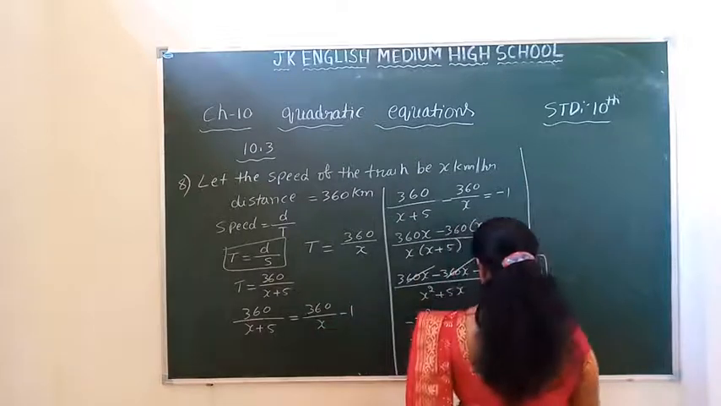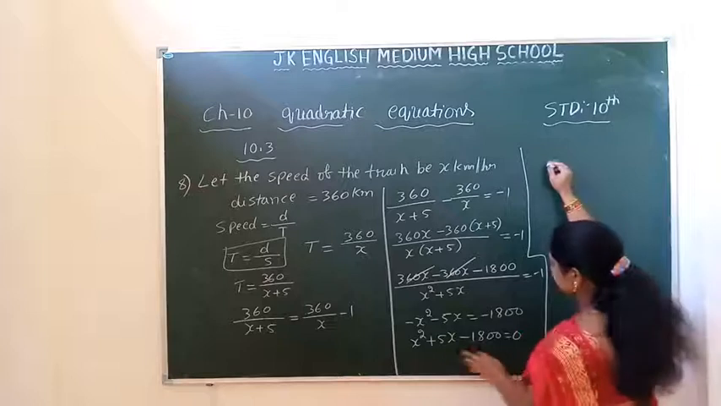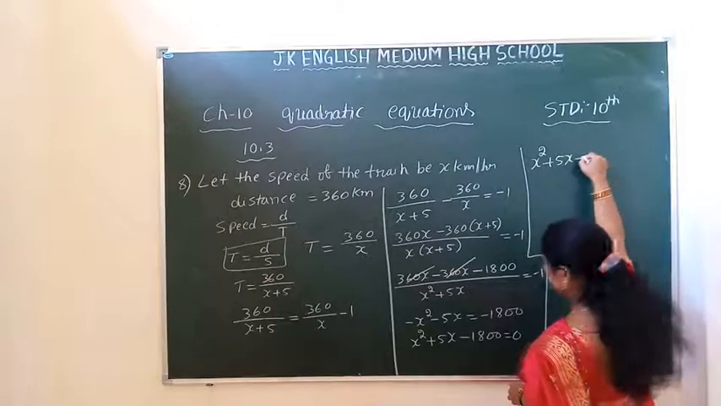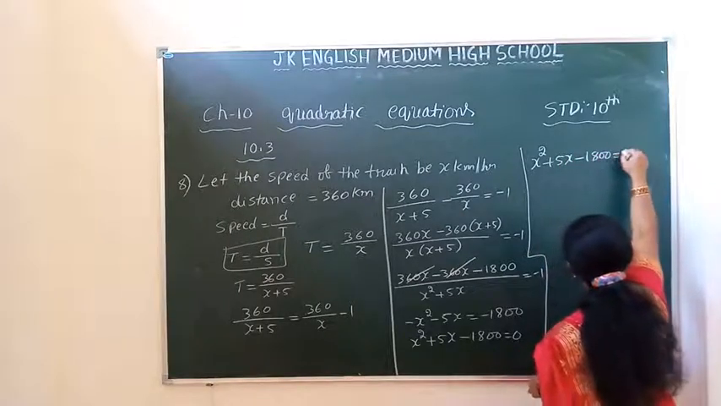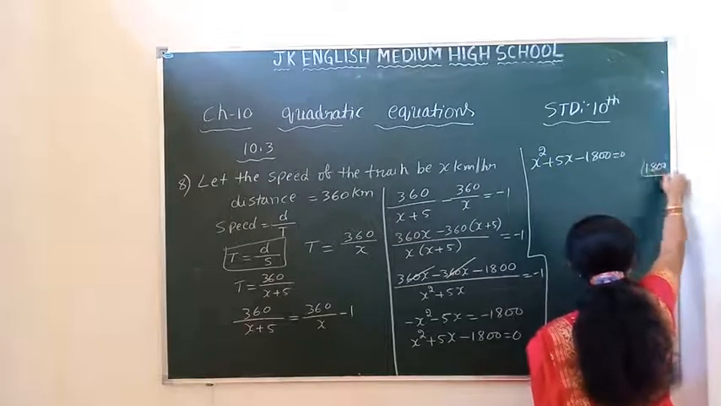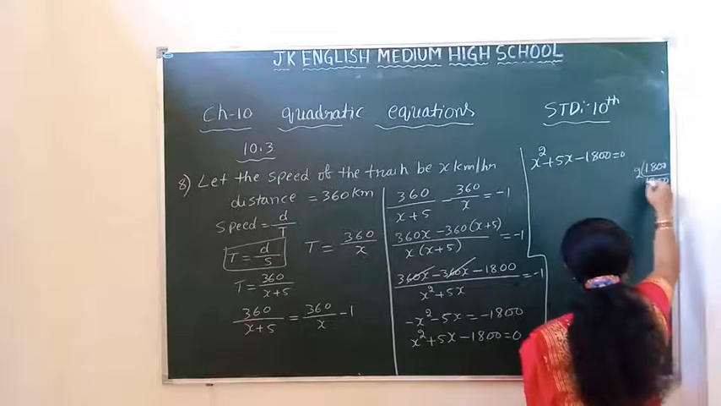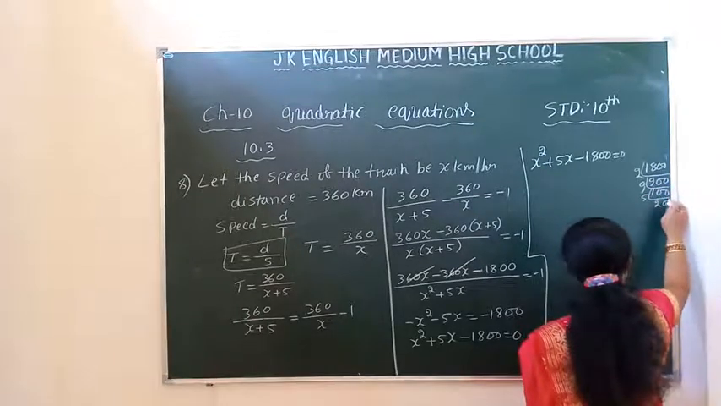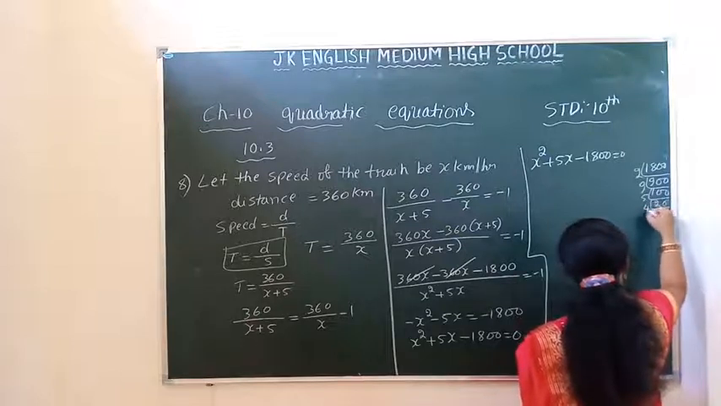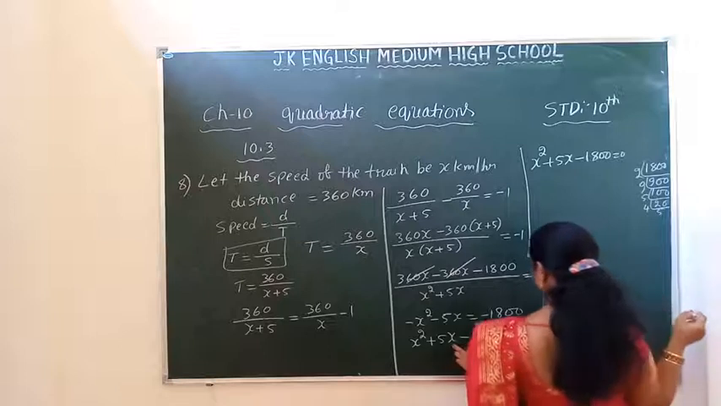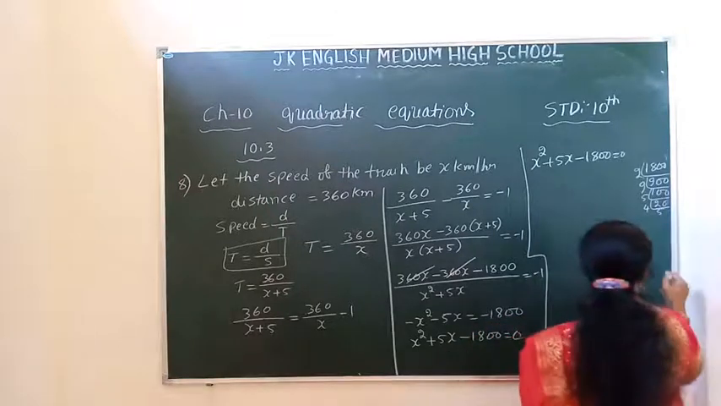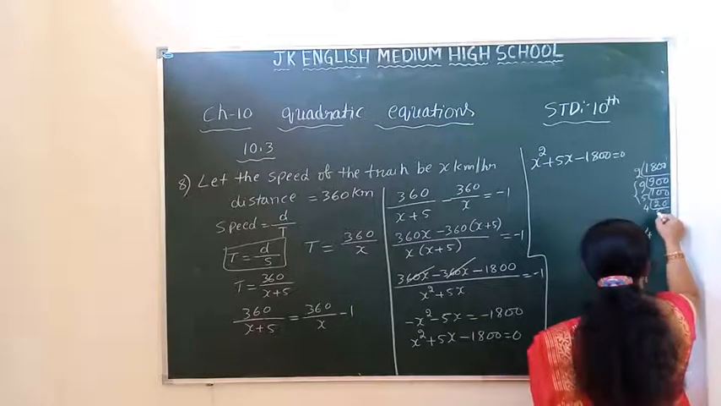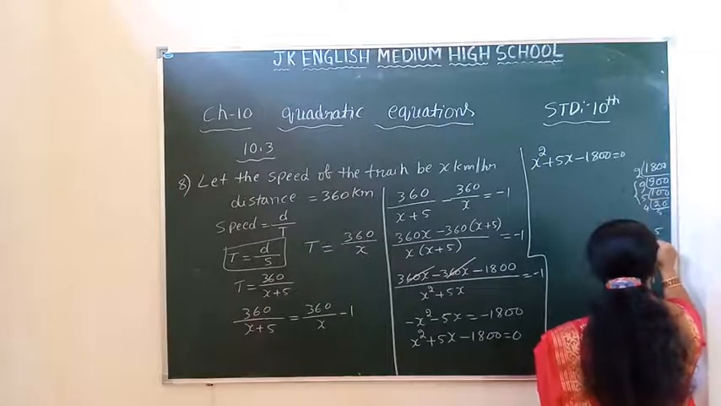I am going to use the factorization method because I have to see how I can split the middle term. In this manner, I have to split now. 1800, 2 nines are 18, then 9. 5 twos are 10, 5 twenties, 4 fives are 20, so which numbers can I choose? 5 twos are 10, 20 twos are 40, yes, 9 fives are 45, these two are the numbers, and 5 fours are 20, 20 twos are 40.